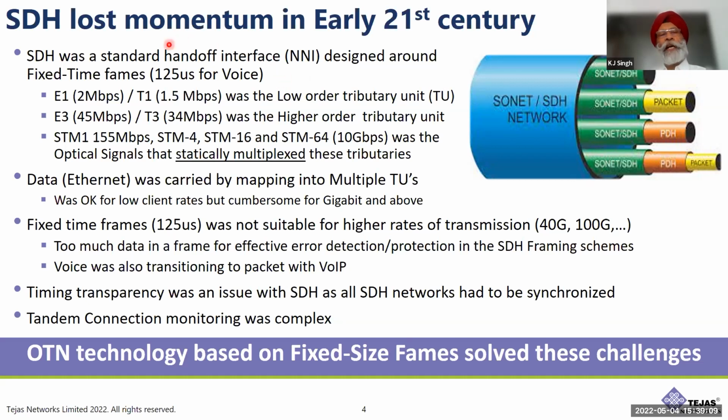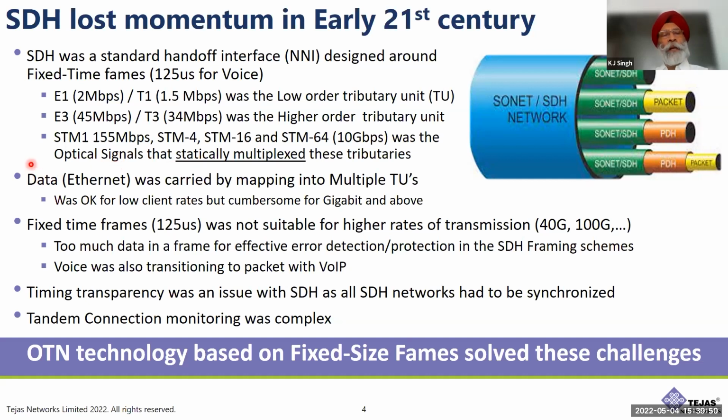And that had worked well in the last century, but early in this century, it has lost its momentum. The key reason was that SDH/SONET was based on containers that were relatively low capacity: 2 Mb, 45 Mb, and going up to 10 gigabit rates, right? And these were statically multiplexed. I've said statically because this is fixed multiplexing, as opposed to a packet network where it is statistical multiplexing. So these are static circuits that are defined.